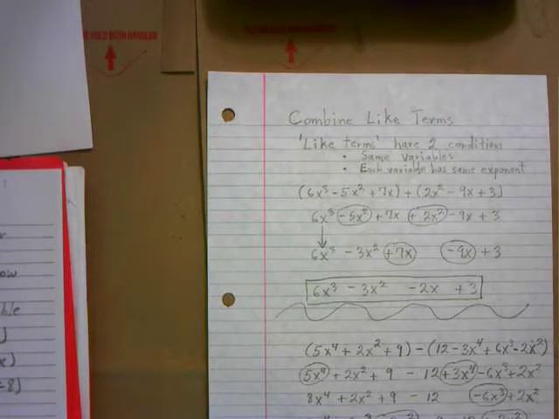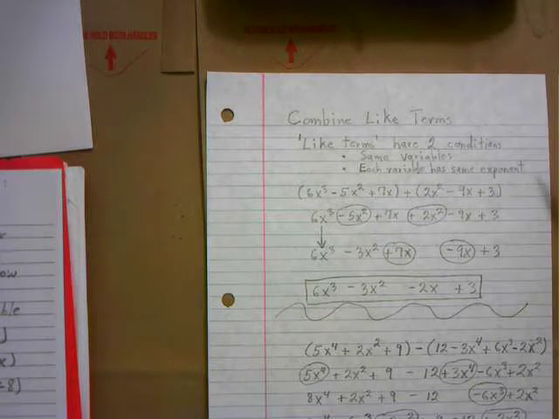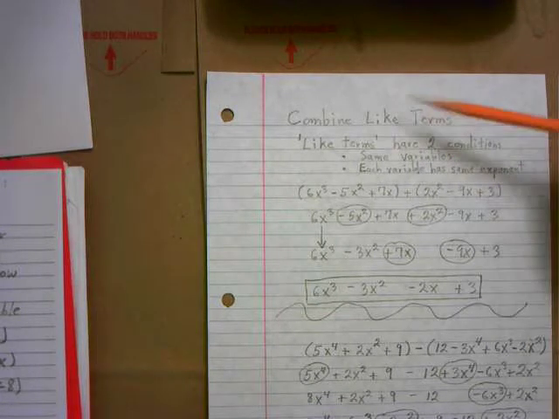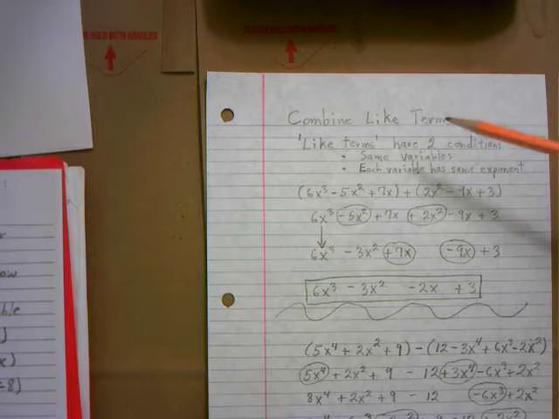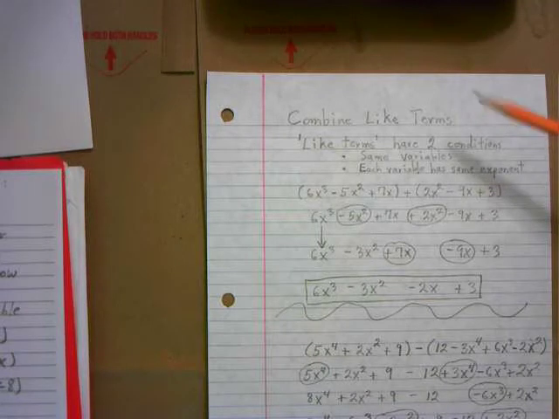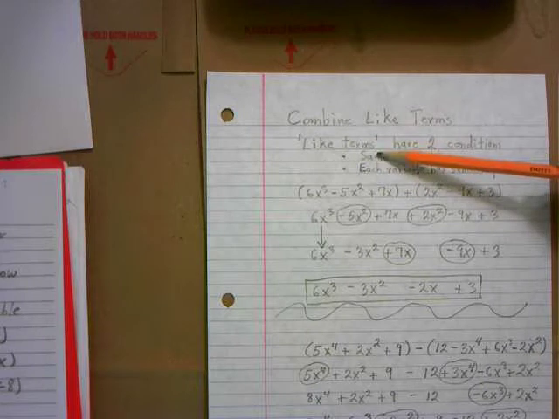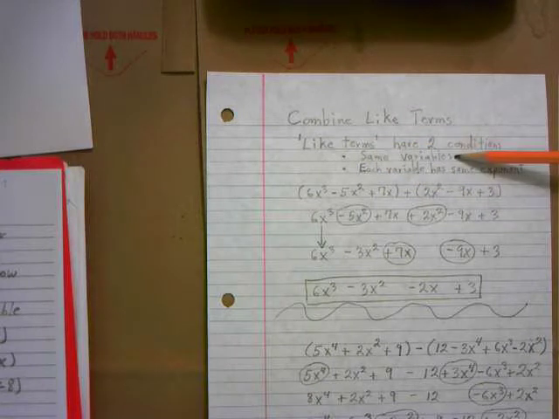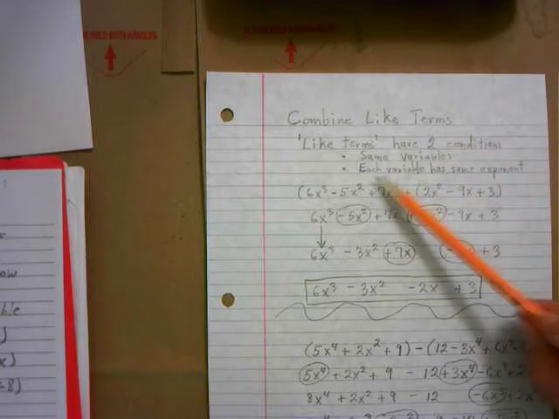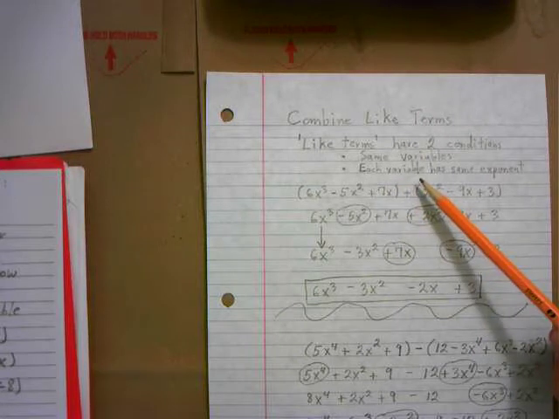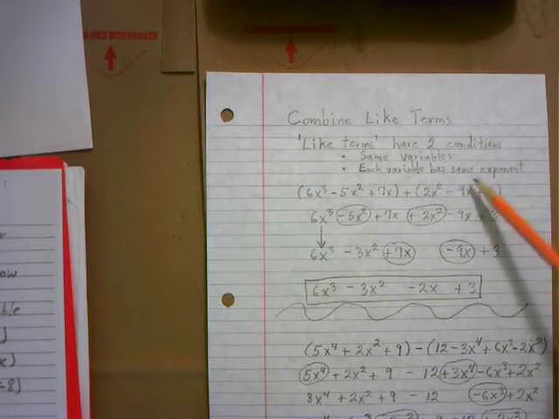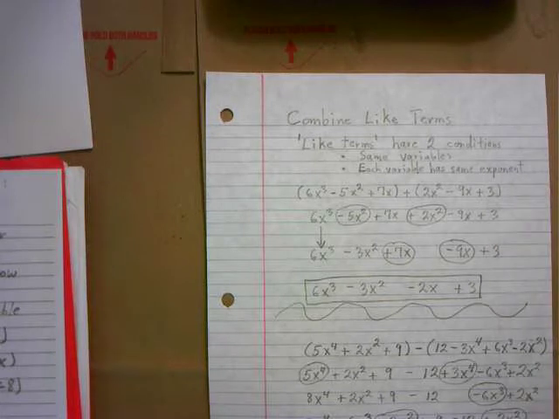Okay, in this video, we will be combining like terms. Now, what do we mean by like terms? We mean terms that are alike. Now, to be alike in algebra, they have to meet two conditions. First, the terms have to have the same variables. And second, each of those variables has to have the same exponent or power.